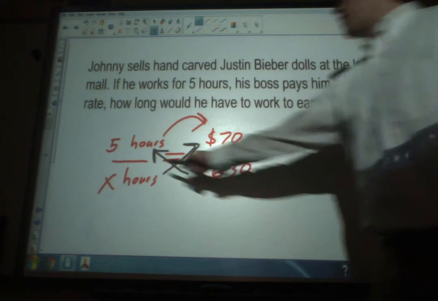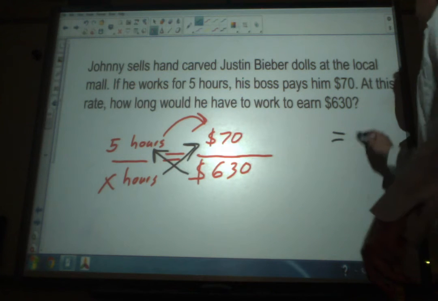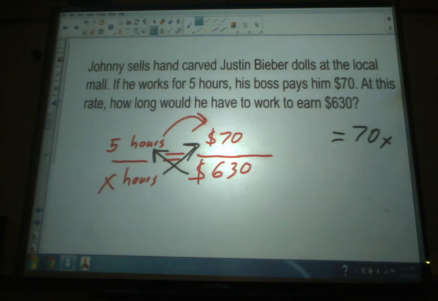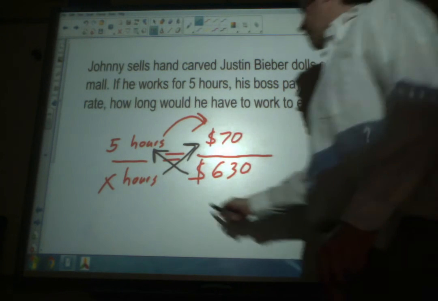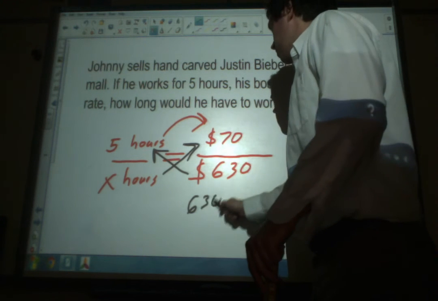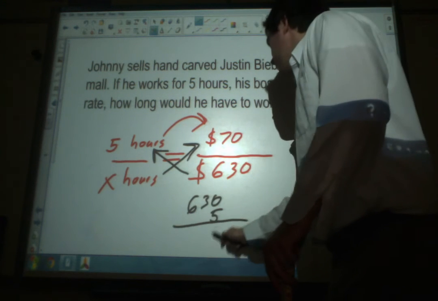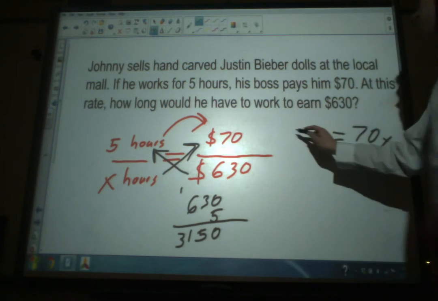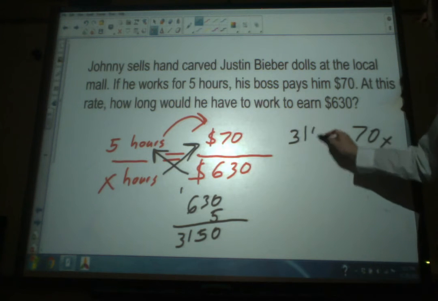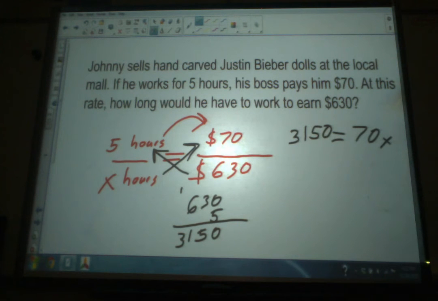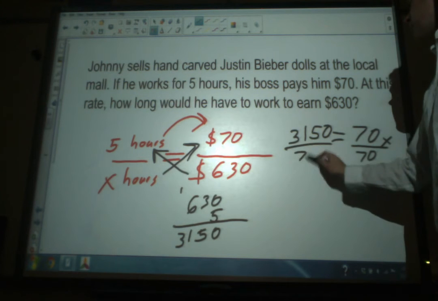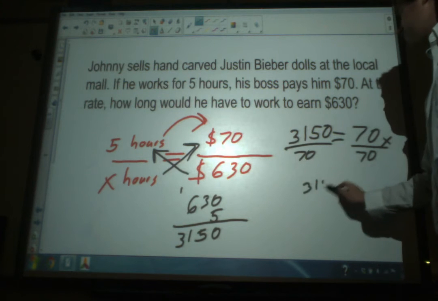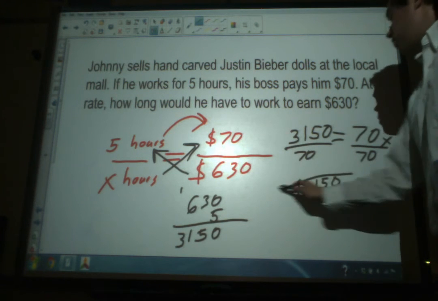Okay? So, x times 70 on this side is going to be 70x. 630 times 5 is something we're going to have to figure out real quick. 630 times 5: 0, 15, 31. So here's what we've got. 3,150 equals 70x. All right? Well, now all we have to do is divide by 70 on both sides. And that should get us our answer.